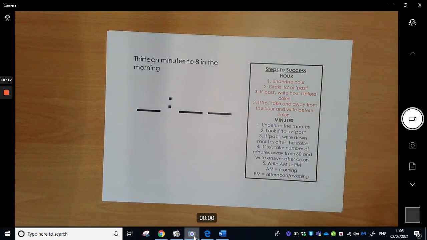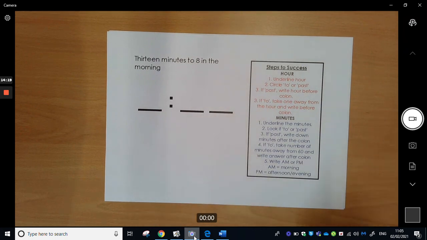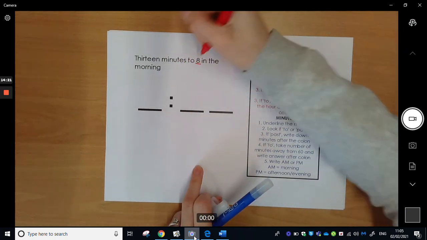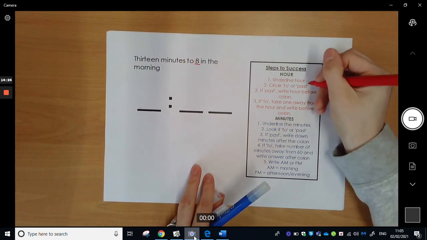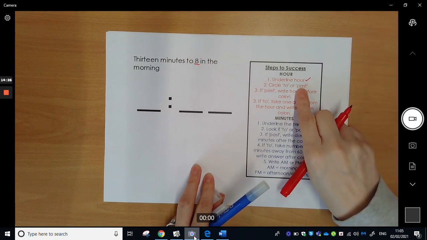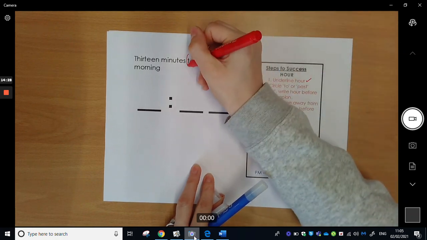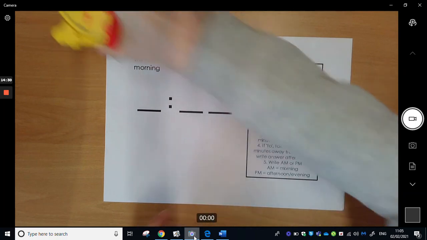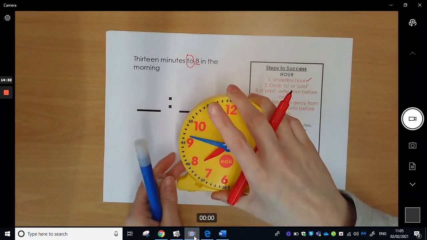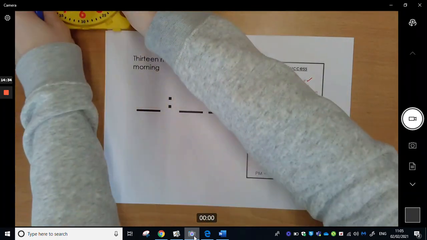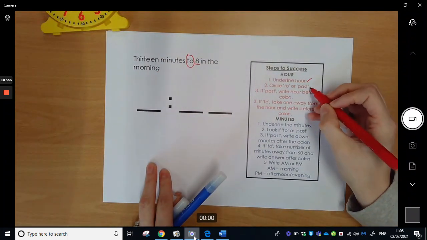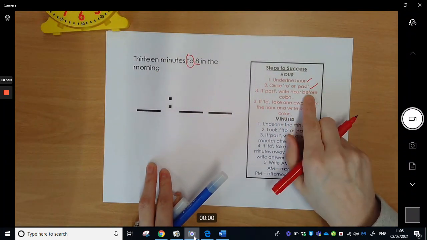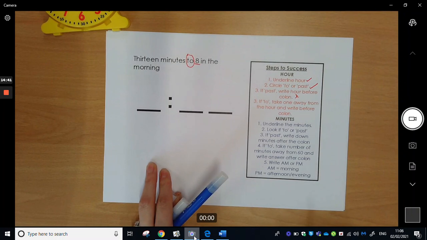Okay, so first thing I need to do is underline the hour. So my hour is 8. So I've underlined my hour. Now I need to think about whether it's to or past. So this time it is to. Okay, because as we said on our clock, it's on this side. It's not 8 o'clock yet. Okay. So if it's past, write the hour before the colon. So that's not useful to me because it's to.